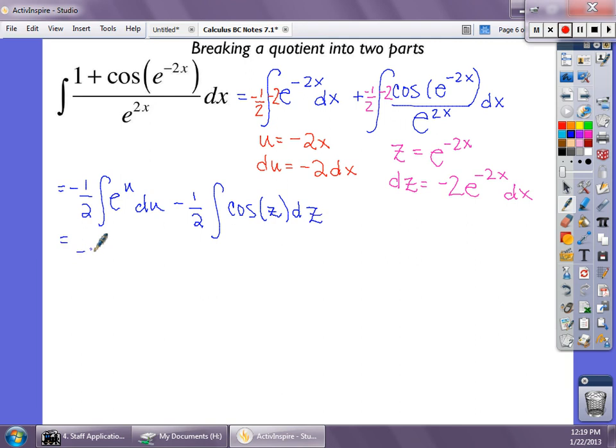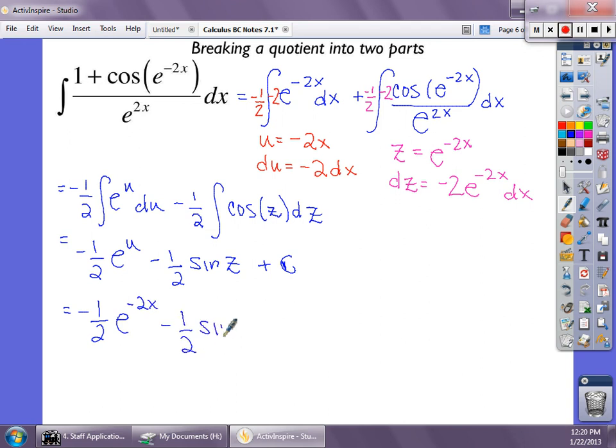When I integrate, negative 1/2 times the integral of e to the u is e to the u, minus 1/2 times the integral of the cosine of z, which is the sine of z, plus c. Now we're just going to resubstitute our u's and our z's. This is negative 1/2 e to the negative 2x, minus 1/2 sine of e to the negative 2x, and then we have plus c.